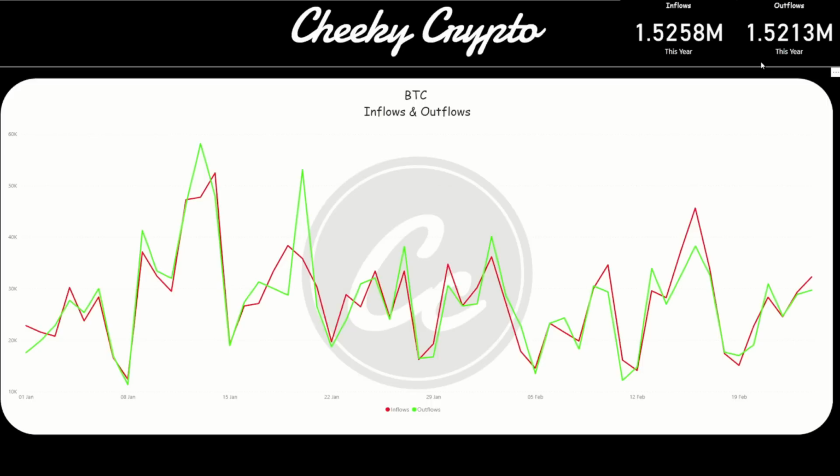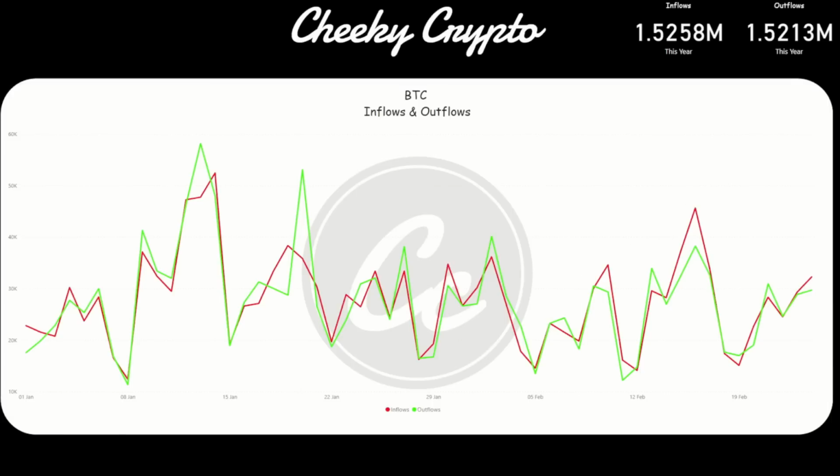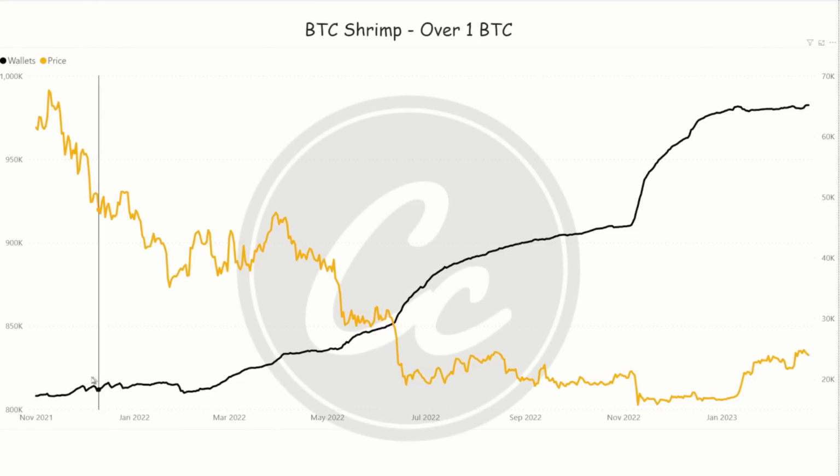The growth potential, the exponential growth of accumulation of Bitcoin wallets and the number of Bitcoin wallets is vastly different between 2019 versus where we are here in 2023. Again, this is something that we can take a look at by just taking a look at the shrimp wallets over the last 365 days.